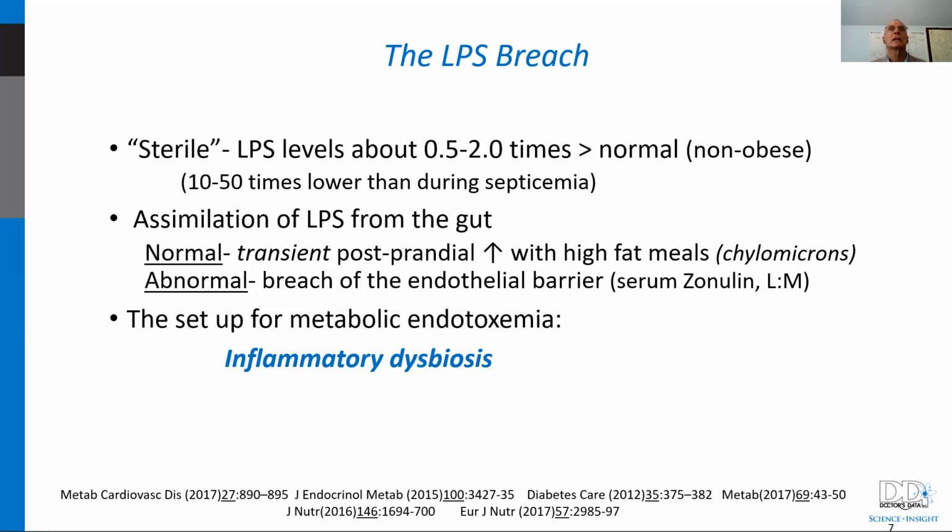Now, we have normal absorption of LPS from the gut. It's very abundant in the gut, and we see a transient postprandial increase in circulating LPS with high-fat diets, because it's brought in normally on the chylomicrons. But when we have abnormal paracellular breach of the epithelial barrier, we have a marked influx of LPS. That is, of course, paracellular gastrointestinal permeability, which can be measured by looking at serum zonulin family proteins or the lactulose mannitol test. So what we have is a setup for metabolic endotoxemia at the gut, in the form of inflammatory dysbiosis.